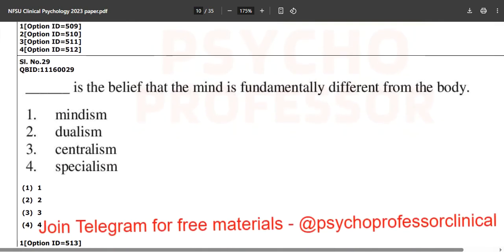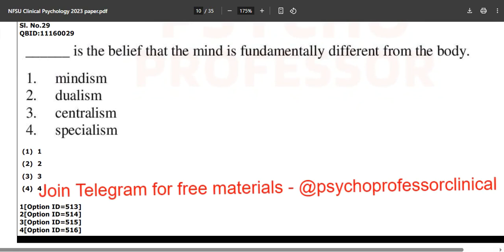Moving forward to the next one, and this is again a pretty handy one. Dash is the belief that the mind is fundamentally different from the body. See, what I am explaining to you, they are just asking questions based on these. So obviously in the upcoming exam also you will find such things happening again and again.